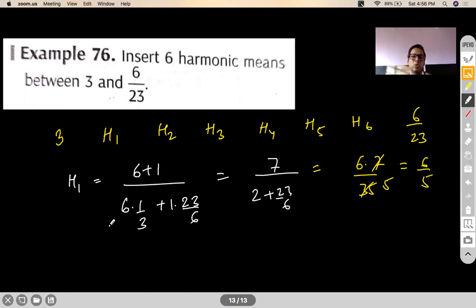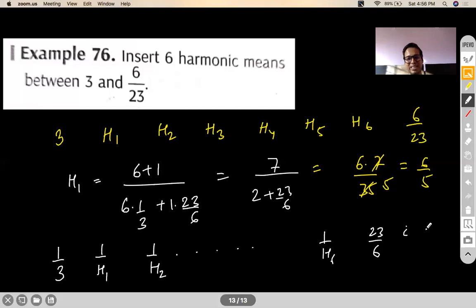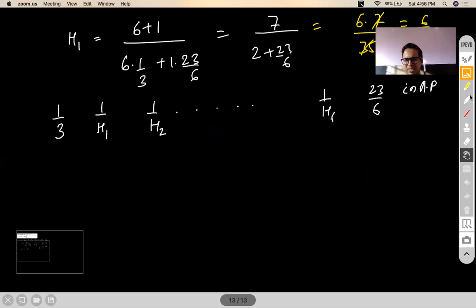Now, don't start applying the formula for the others. Just realize, if you had reciprocated these two, what would be the common difference? Because then these terms will be in AP. By finding these two, you know the common difference. In fact, you could have found the common difference using 1 by 3 and 23 by 6 also. Just figure out what the common difference is.